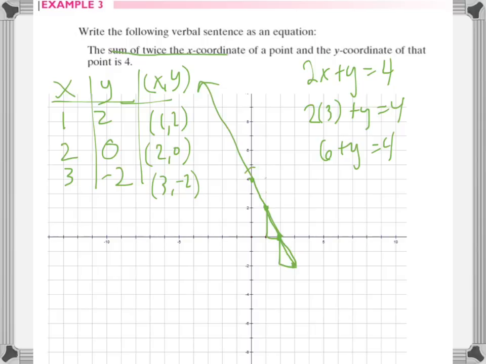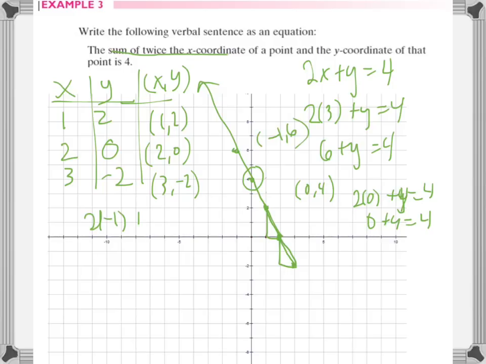Let's check that point. This point right here is 0, 4. Is it true that twice the x-coordinate plus the y-coordinate equals 4? That is true, because that would be 0 plus 4 equals 4. So that's true right there. Does this other point match that? That would be negative 1, 6. 2 times negative 1 plus 6 equals 4. That's true.